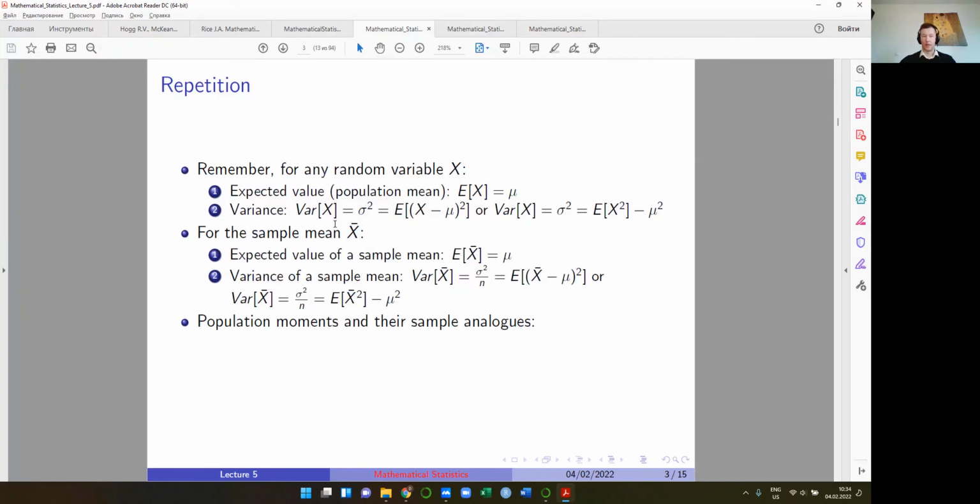Now, we need to remember the population moments and their sample analogs. Just yesterday we spoke about them. So the population moments, for example, the first moment, and the analog is the sample mean. Second moment, expectation of x squared, and the sample analog is here.